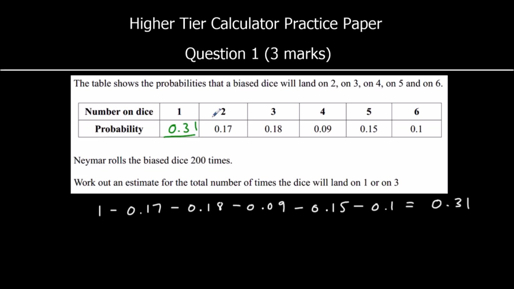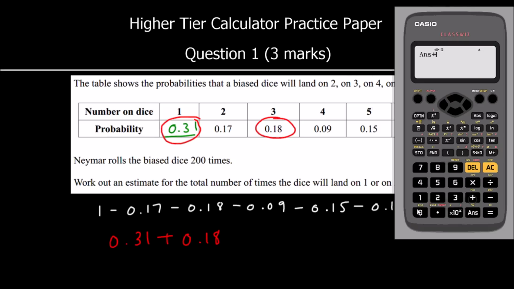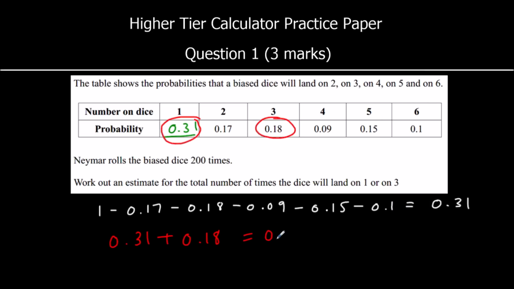We want a 1 or a 3. When it's or, when you can have either 1 or 3, you add the probabilities together. So 0.31 and 0.18 added together makes 0.49. So that's the probability of getting a 1 or a 3.